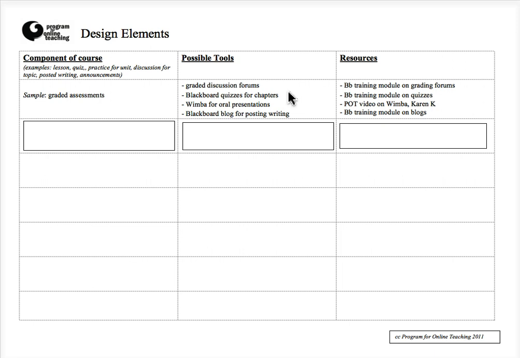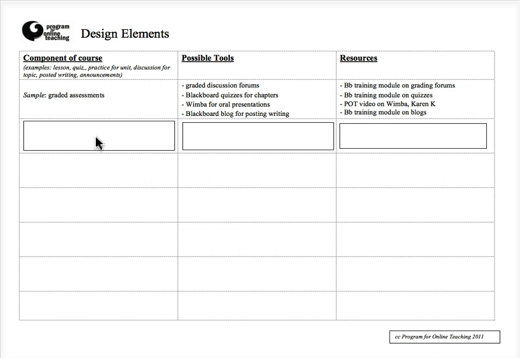To learn about these things, we would want to use some of the resources. Looks like for this one we would be in Blackboard for a lot of this. There are training modules on grading forums and on quizzes and on the blogs. And in addition, there are POT resources about Wimba, and Karen Korstad is wonderful with Wimba. So those would be some resources we could go to make it possible for us to use the tools we want to use to create the pedagogical outcome we're looking for.